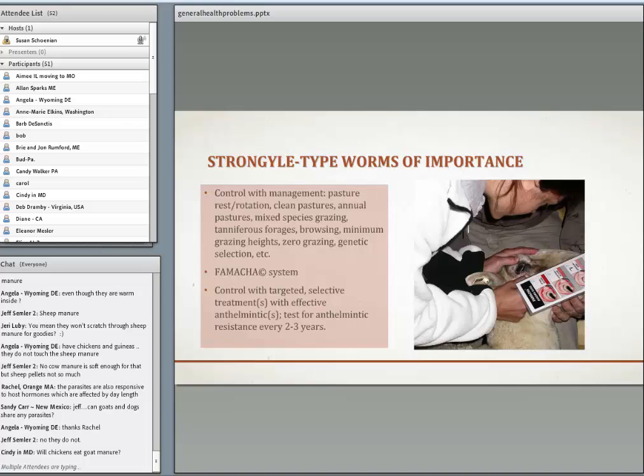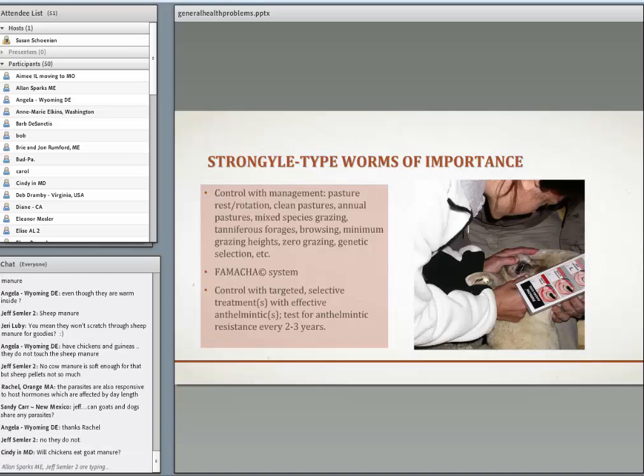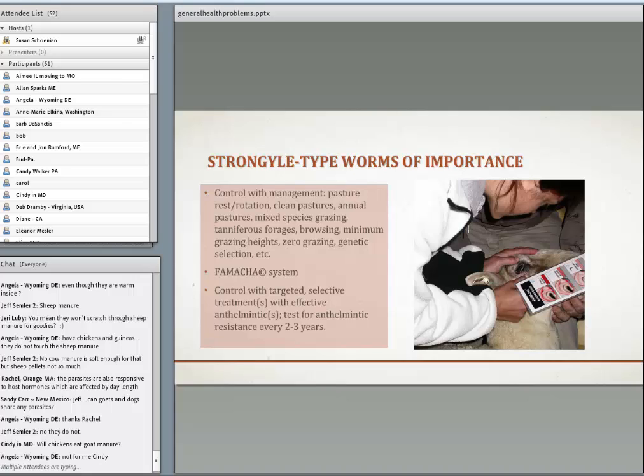So we want to do all these different things to minimize the number of animals that need treated. But I think most of us recognize that some animals, particularly some of the younger ones who haven't developed immunity, are going to need treated. And this is where we want to use what's called the FAMACHA system. And you can see it pictured here, where you use that card. The card is much smaller now, but you put that card up against the eyelid to see if that animal is anemic.